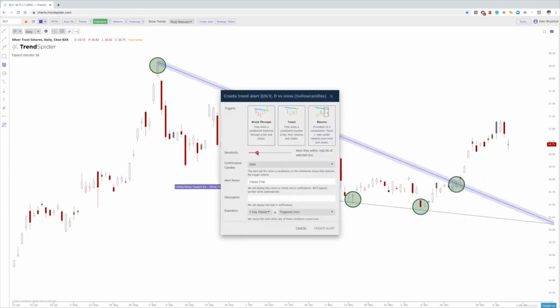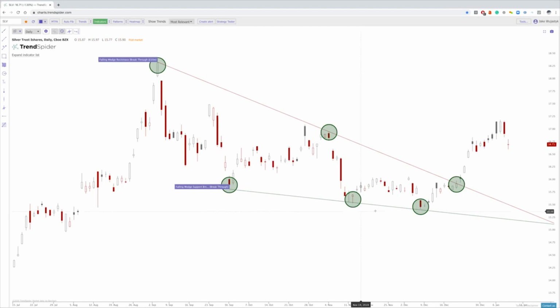And then all we need to know is anytime the price breaks through either one of these lines, we know it's time to start looking at the price action in a little more detail. So this is an example of just creating an alert on both sides of a falling wedge, both the support and resistance. And when the price breaks through one of them, it's time to start getting a little more involved.